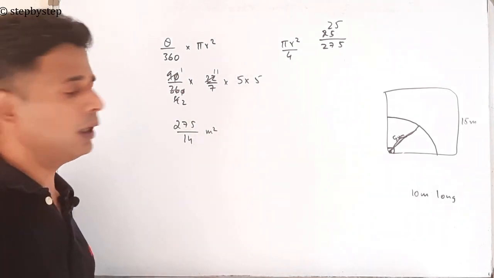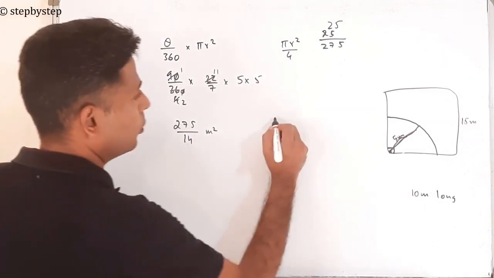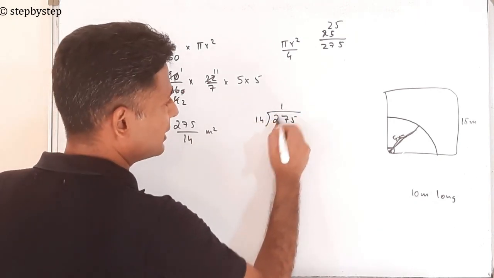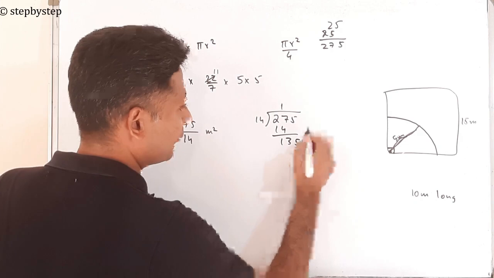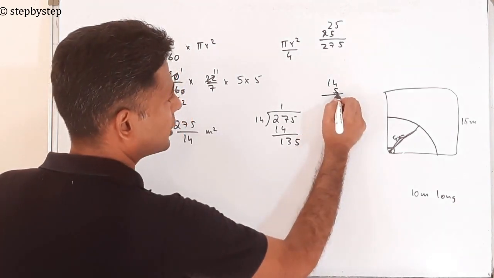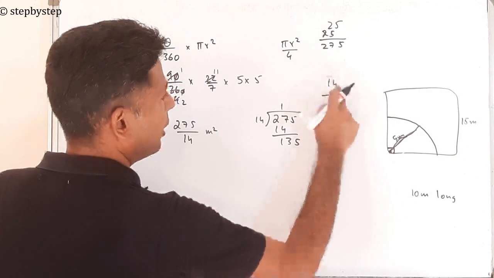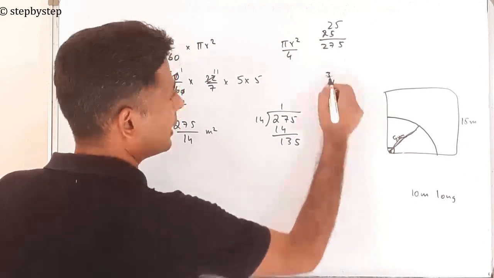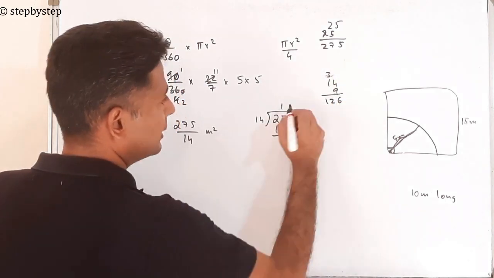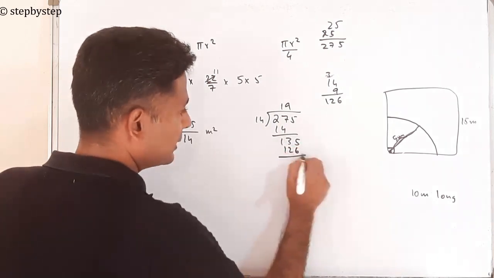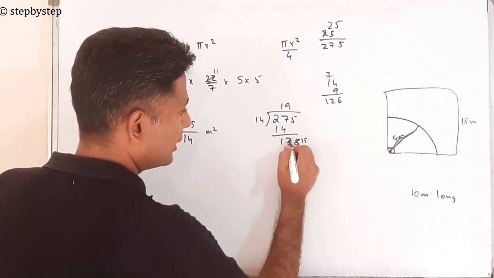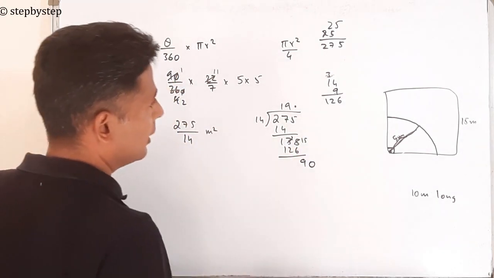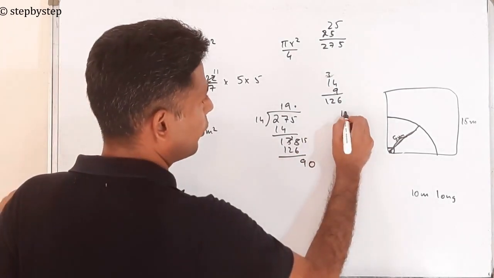But they have given you the answer in decimals, so we'll divide 275 by 14. So 14 ones are 14, we get 13 here, 135. So 14 into 5 will be how much? 70. 14 into 10 is 140. So 14 into 9 is 126. So 15 minus 6 is 9.